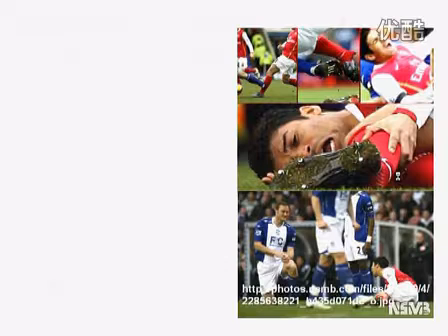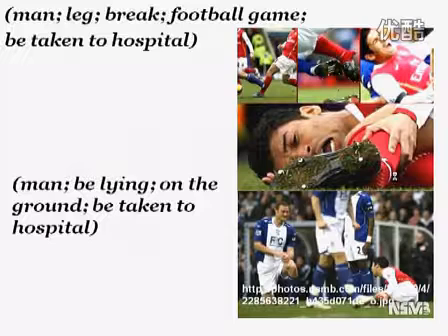Okay, the first picture, have a look at the man. What's wrong with him? Let's have a look at the given information. The man, and how about his leg? Here is the verb break, how to use it. Football game, and be taken to hospital. The second piece of information, in the second bracket: man lying on the ground and be taken to hospital. So please think about it and make up two sentences.